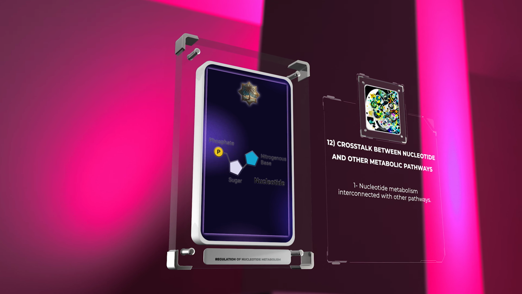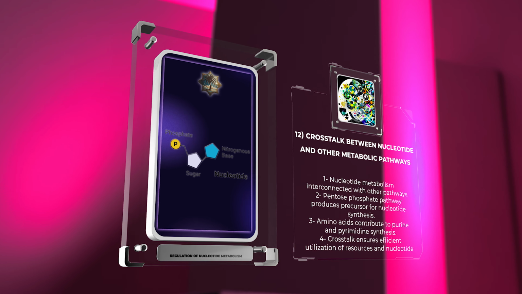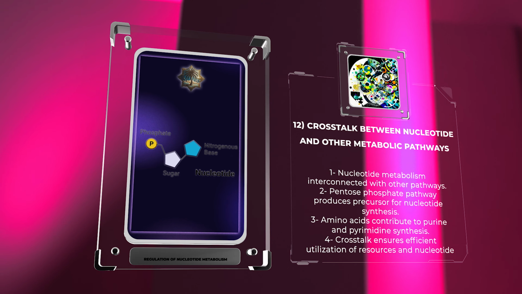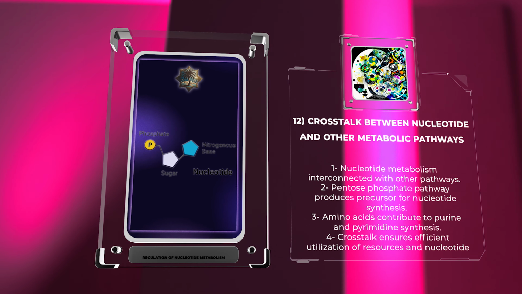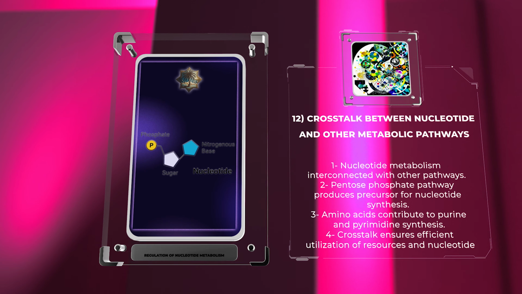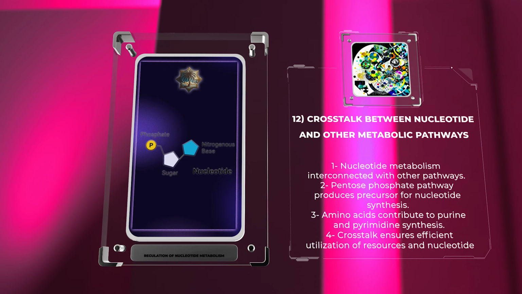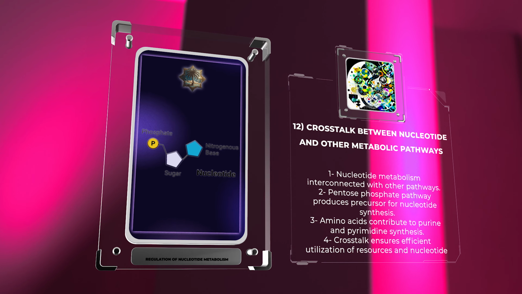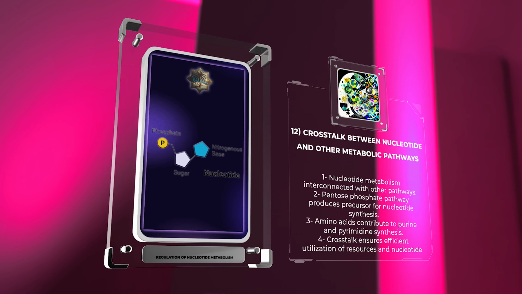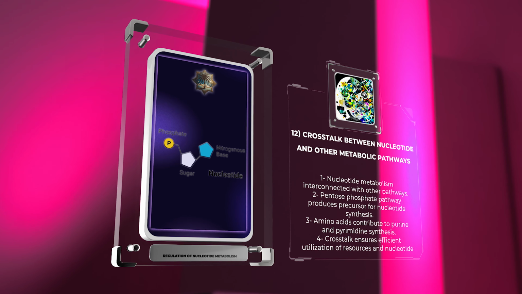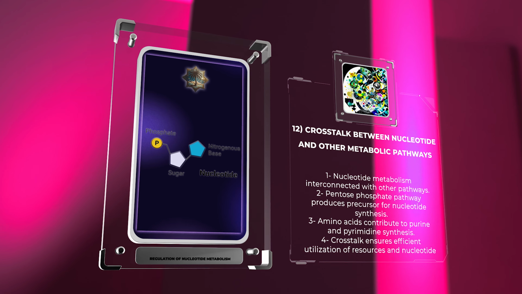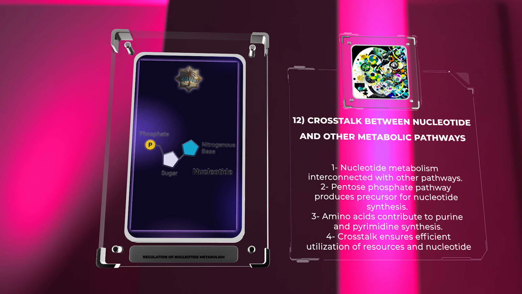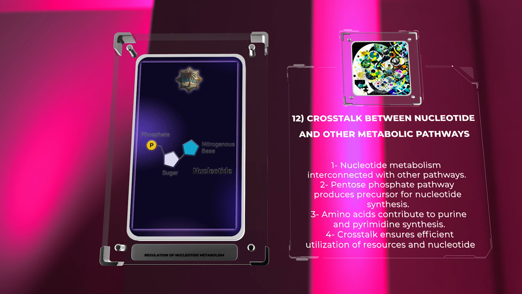Nucleotide metabolism is intimately connected with several other metabolic pathways in the cell, allowing for cross-regulation and coordinated control. For example, the pentose phosphate pathway produces ribose 5-phosphate, a key precursor for nucleotide biosynthesis. Similarly, amino acids serve as nitrogen donors for purine and pyrimidine synthesis, illustrating the interdependencies between nucleotide metabolism and amino acid metabolism. The crosstalk between nucleotide metabolism and other metabolic pathways ensures the efficient utilization of available resources while maintaining nucleotide homeostasis.